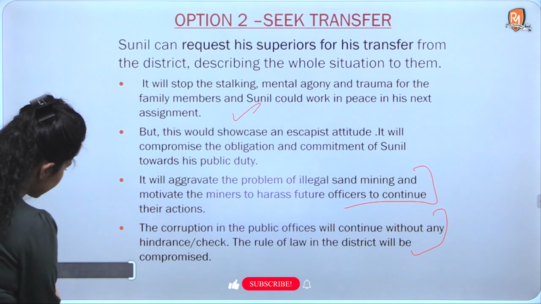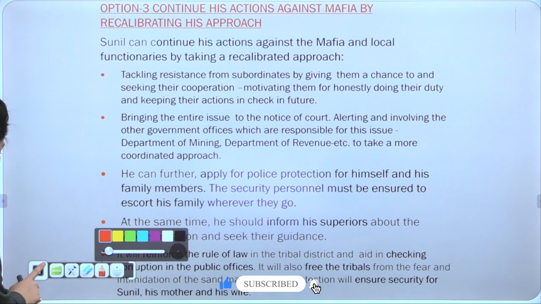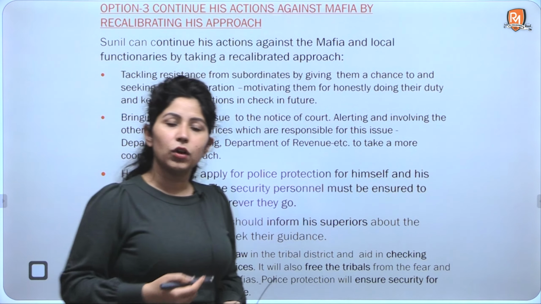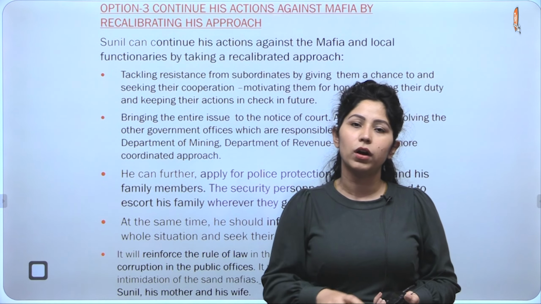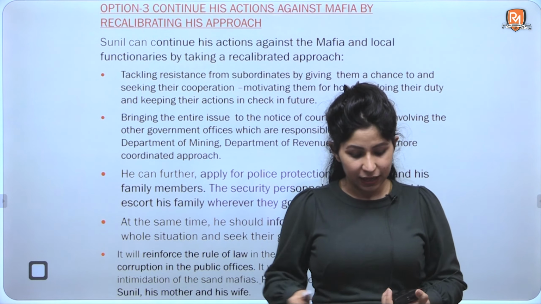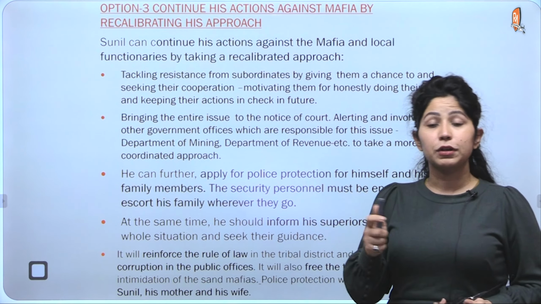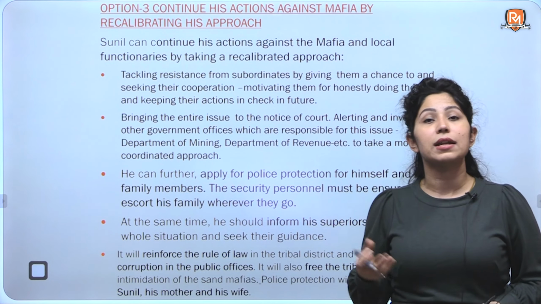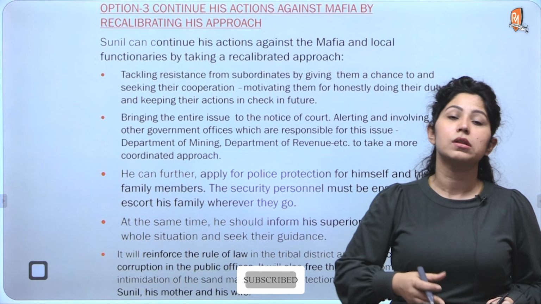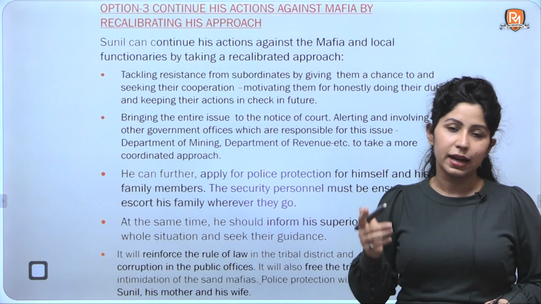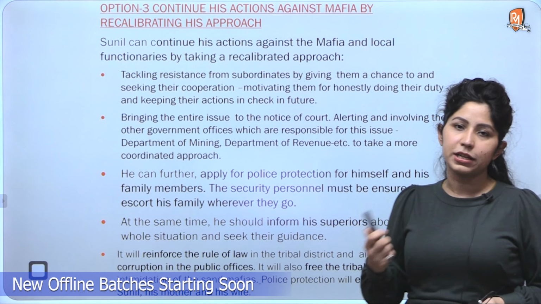The third option is obviously that Sunil can continue the raids that he is conducting. But see, that cannot be the best approach. He will have to recalibrate the way he is functioning. He'll have to bring in more people to coordinate with him. He'll have to involve his office employees also. He'll have to take them on his side. First of all, he'll have to ensure security for himself and his family members, because you cannot do anything in your professional life if your personal life is not secure. So their lives and his own life have to be protected. So that has to be there, and recalibration of approach.